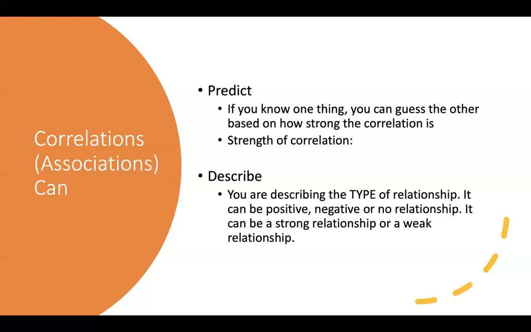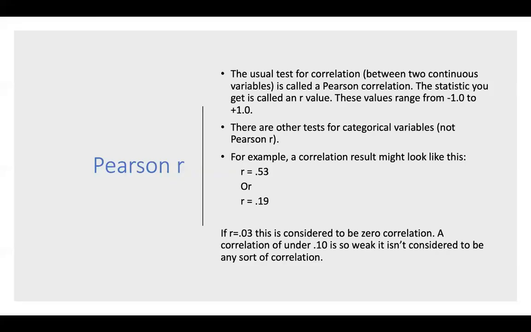You cannot attribute causality. You can't say X causes Y. All you can say is that X is associated with Y, or X has a positive relationship to Y. So we talked about the Pearson R. That's the statistic that you use in general. There are other ones. We'll worry about them later next week.